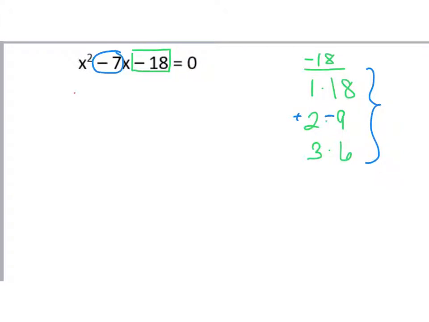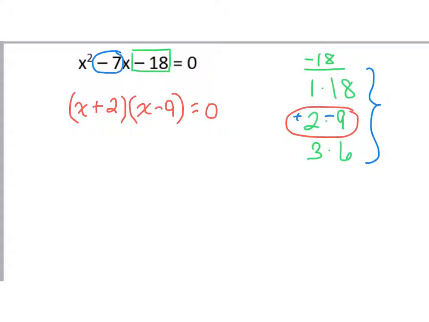My answer is going to be 2 factors multiplied together, still equaling 0. Since I just had that x squared, I know it's going to be x times x. And then I take those 2 factors, my positive 2 and my minus 9, and I just plug them in. So my answer becomes the quantity x plus 2 times the quantity x minus 9 equals 0.